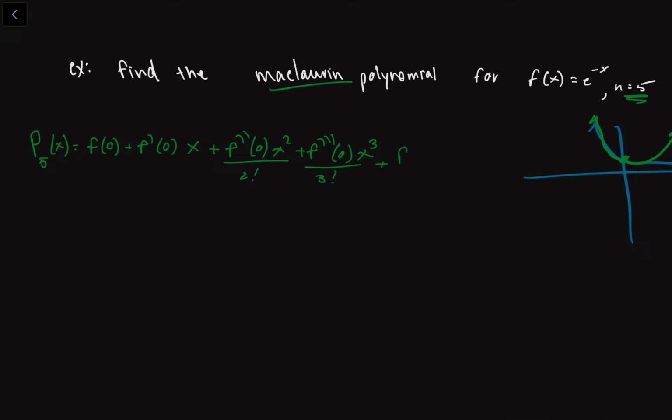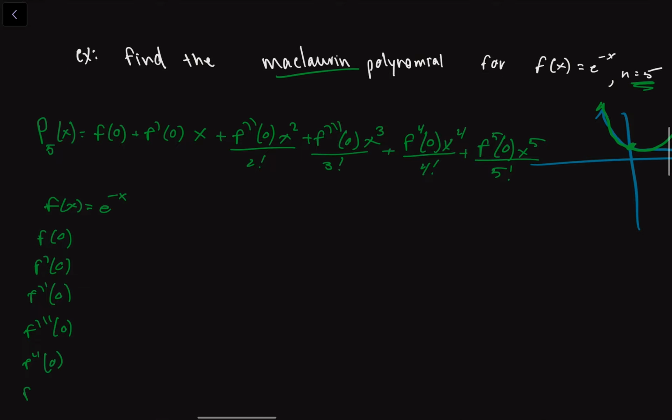Since we're going all the way to n equals 5, may as well just put the fourth derivative evaluated at 0 times x to the 4 over 4 factorial. And finally, the fifth derivative of our function evaluated at 0 times x to the 5th power divided by 5 factorial. So we need a few things, right? We have that f of x equals e to the negative x. We need f of 0, f prime of 0, f double prime of 0, f triple prime of 0, the fourth derivative of our function evaluated at 0, and finally the fifth derivative of our function evaluated at 0. So plug in 0, you get e to the 0, which is just 1. What's the derivative?